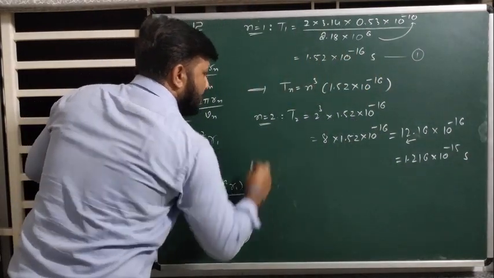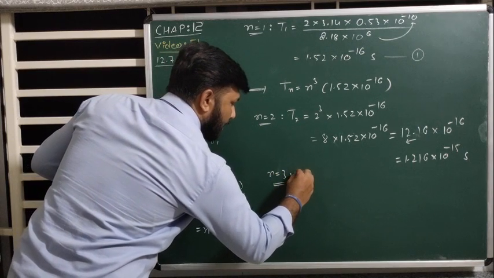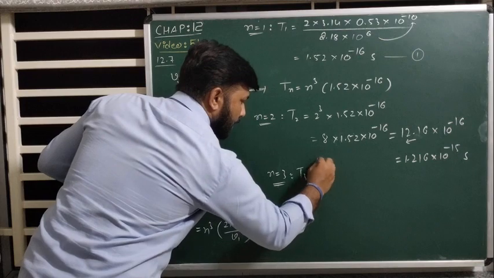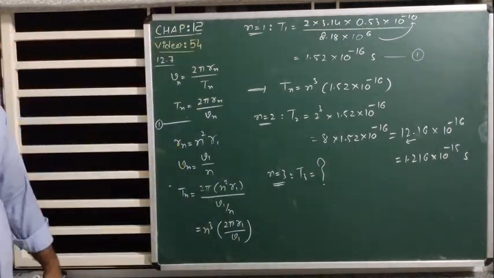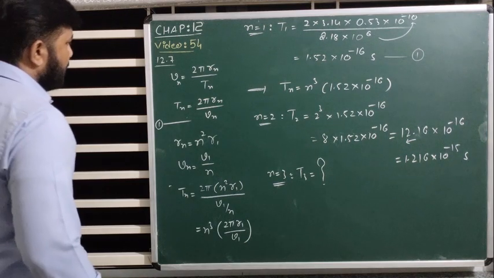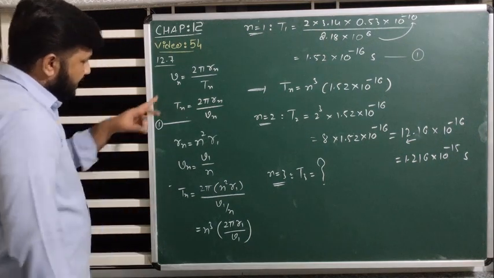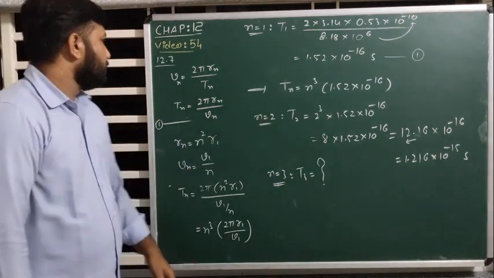Similarly, in this equation, put n is equal to 3. Find the value T3 on your own. Have a look. Okay? These things are important. And the rest of the things are very easy.